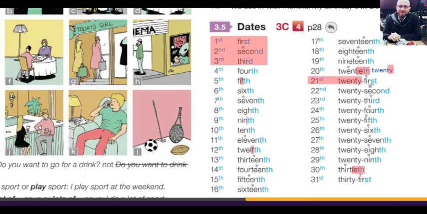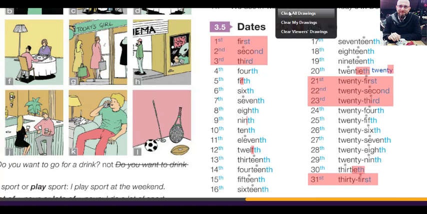After that, you have 21, 22, 23, the same 1, 2, 3. Because here we have 21st, 22nd, 23rd, because 1, 2, 3, always 1st, 2nd, 3rd. After that, TH. If you notice here, and the same here, 31st. So again, 1, 2, 3, 1st, 2nd, 3rd, and the other numbers, all of them TH. And we will see how we write them. Okay, let's go back.